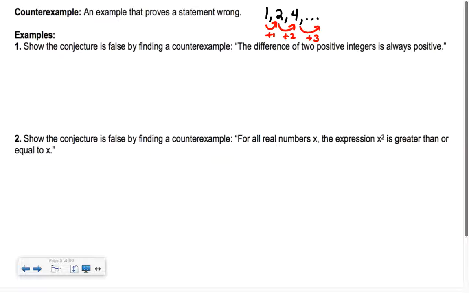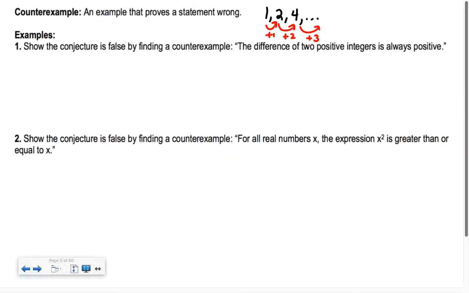Okay, so a counterexample is an example that proves a conjecture, or a guess, wrong. It says, show the conjecture is false by finding a counterexample. The difference of two positive integers is always positive. Integers are numbers like 1, 2, 3, 4, but also 0, -1, -2, -3. So I could take 20 minus 8. 20 minus 8 is positive. I get 12, right? Can I subtract integers and get a negative result?